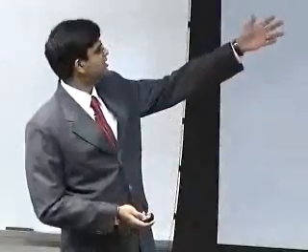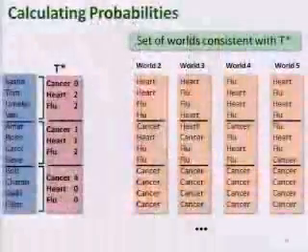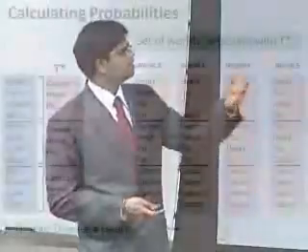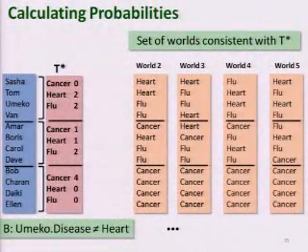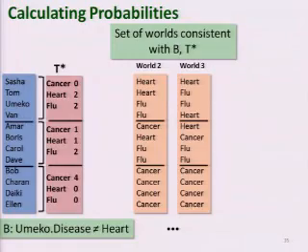Some of these worlds become incompatible. For example, world 1 is incompatible because it has 4 cancer patients among the first 4 individuals. Next, suppose the adversary has background knowledge in the form that Umeko does not have heart disease. Then again, worlds 4 and 5 become incompatible because Umeko does have heart disease there. So by eliminating these worlds, we now have the set of all worlds which are consistent with B, the background knowledge, and T star, the published table.